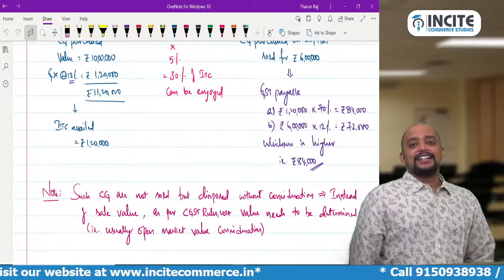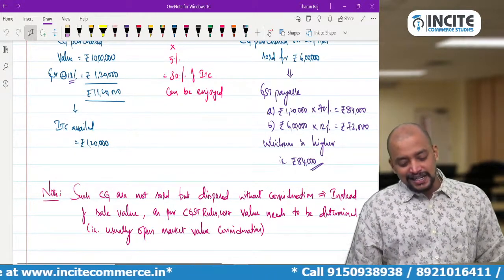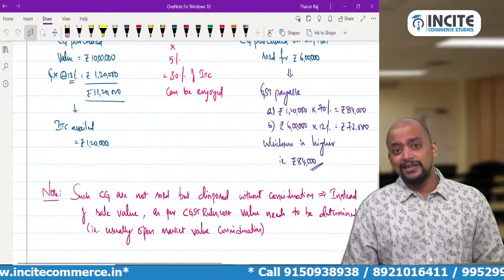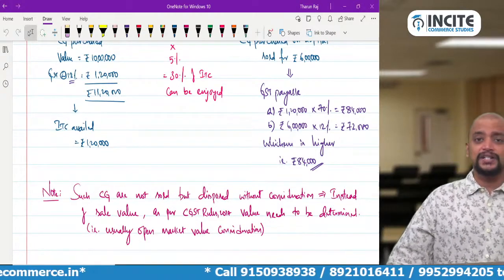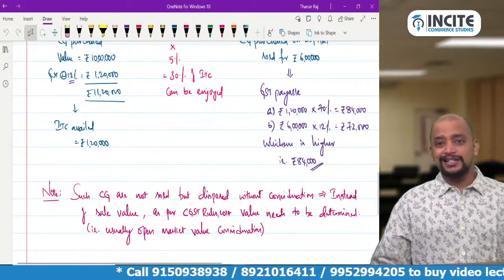So now what we need to do? We need to take the invoice value as 6 lakhs and the taxable value. How we arrived at taxable value as 7 lakhs? We did reverse working. 84,000 divided by 0.12. So that is 7 lakhs we took.